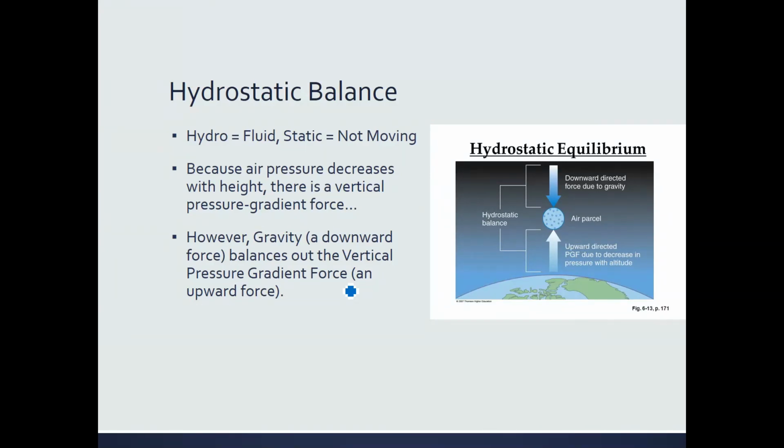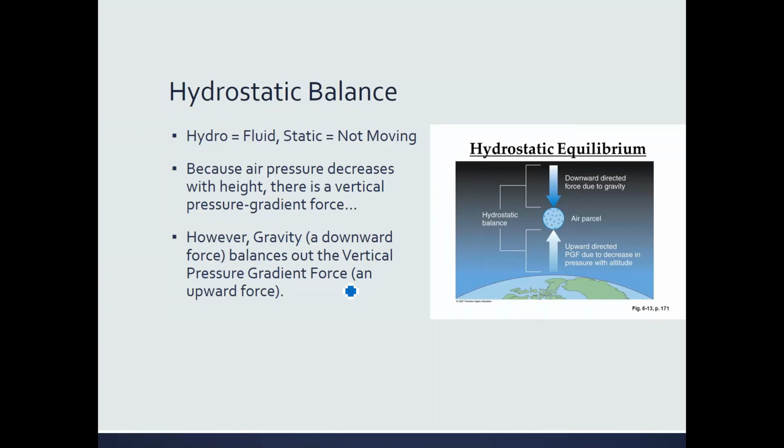Well, the pressure gradient force does push wind up that way. However, there is a net force of 0. And the reason why there's a net force of 0 is because as that air is being pushed up by the pressure gradient force, it's actually being pushed back down by gravity. And this creates a nifty, convenient little feature called hydrostatic balance.